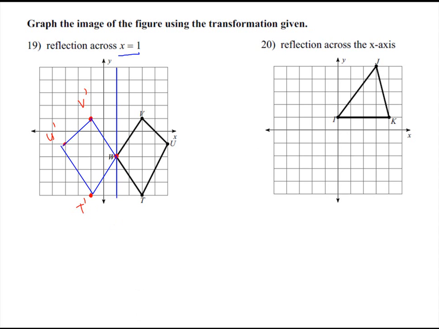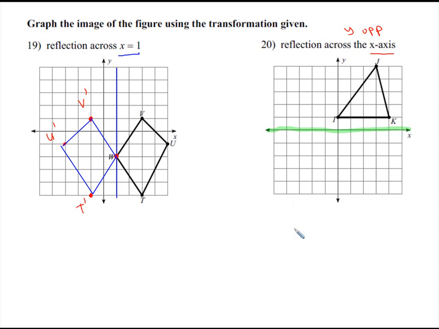Okay. Number 20 here. So we want to reflect across the x-axis. If you remember, when we reflect across the x-axis, we make the other letter opposite. So we're going to make the y values opposite. One way to do this is to find the coordinates and then make the y opposite. Or an easier way is, the x-axis is going to be this line right here, so basically you're going to flip this shape over the x-axis.